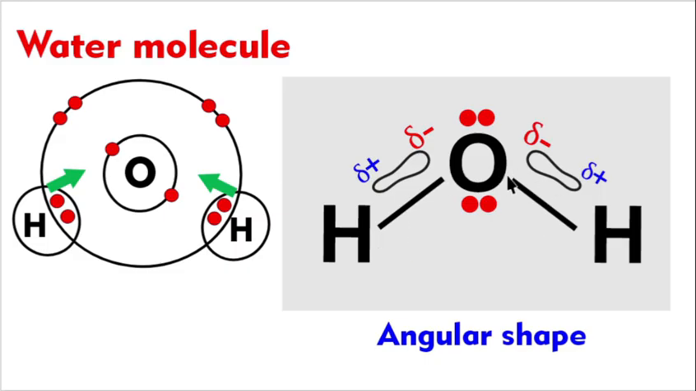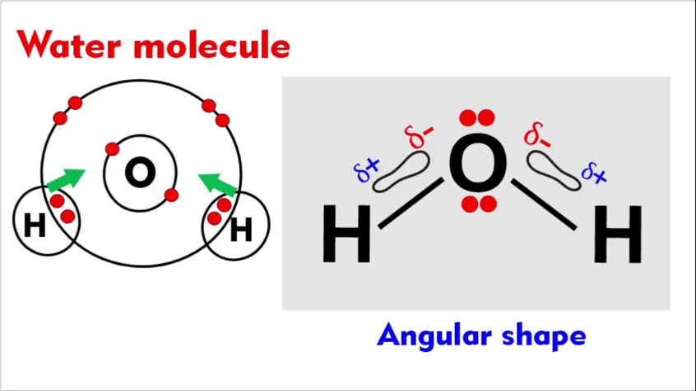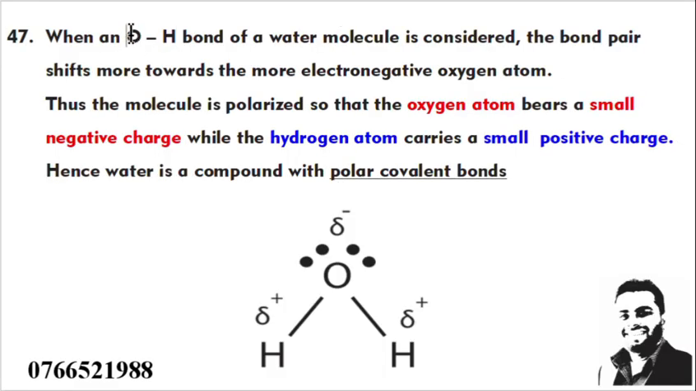So how do you explain why the water molecule is polar? When the O-H bond of a water molecule is considered, the bond pair shifts more towards the more electronegative oxygen atom. So this molecule becomes polarized. That means the oxygen atom gets a small negative charge while the hydrogen atoms get a small positive charge. So we say water is a polar covalent compound.